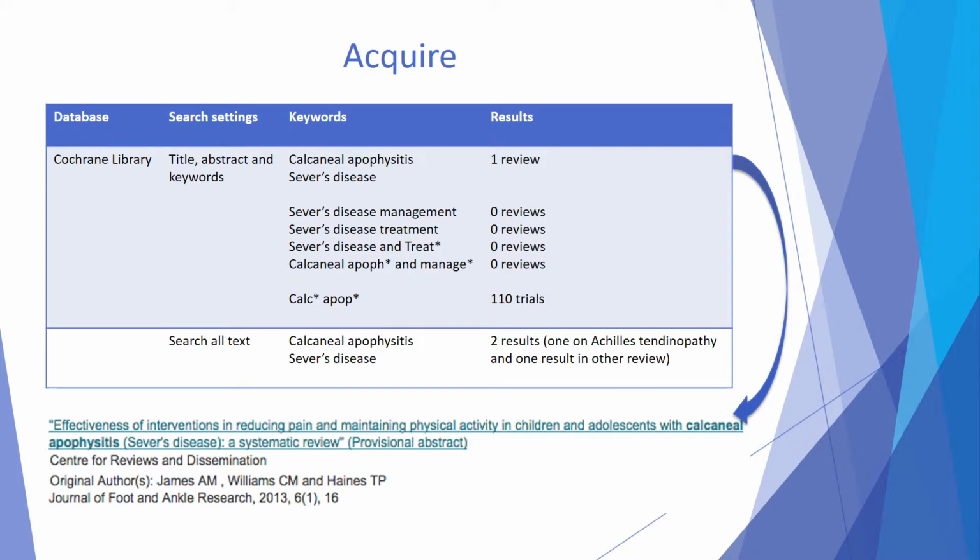While searching through Cochrane, we limited our search results to title, abstract, and keywords, whilst using keywords such as calcaneal apophysitis and Sever's disease. Consequently, we obtained one article, which was a systematic review. Other numerous terms were investigated using the search all text option. However, we were unable to yield any useful results. Additionally, truncations were applied for words including calcaneus, apophysitis, management, and treatment. However, we were again unable to yield any results.